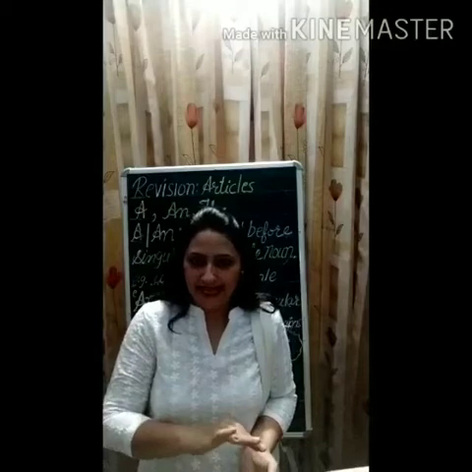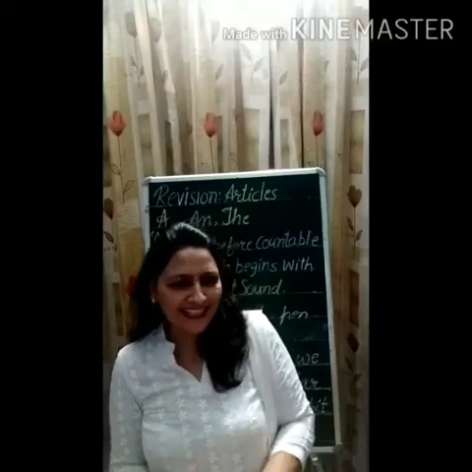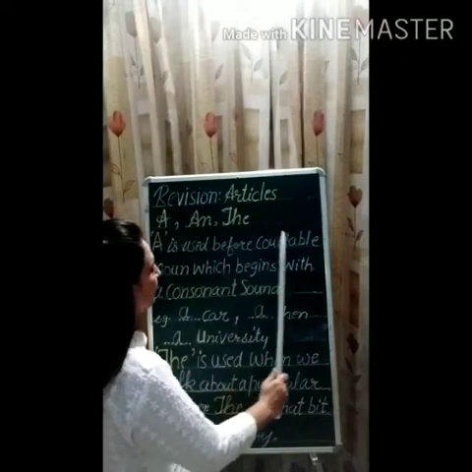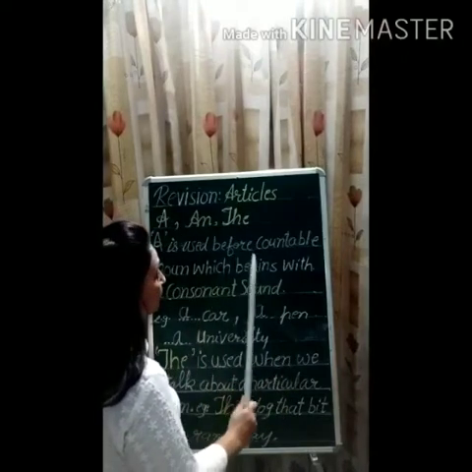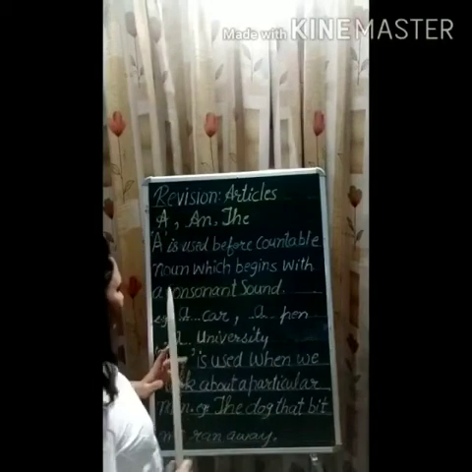Now let us learn more about articles a and the. Okay, so let's start. So my dear students, now let us discuss article a. Article a is used before a countable noun which begins with a consonant sound. To understand the consonant sound, now let's look at these two sentences.